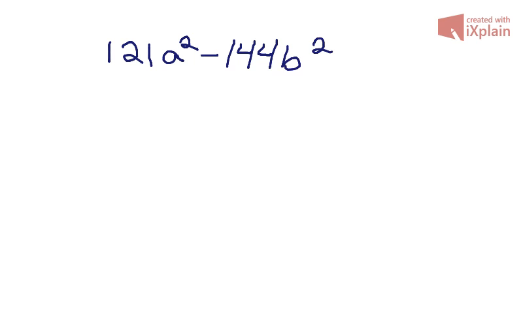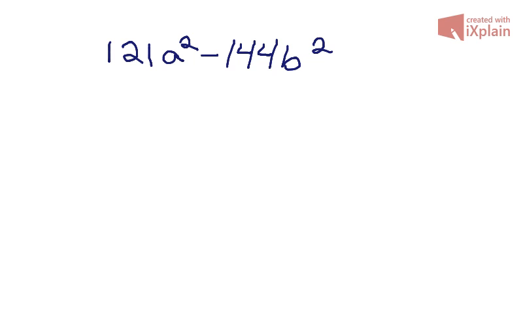In this particular section, we're going to take a look at a problem that deals with the difference of two squares, but maybe looks a little bit more challenging. So we're going to go ahead and take a look at the following: 121a squared minus 144b squared.